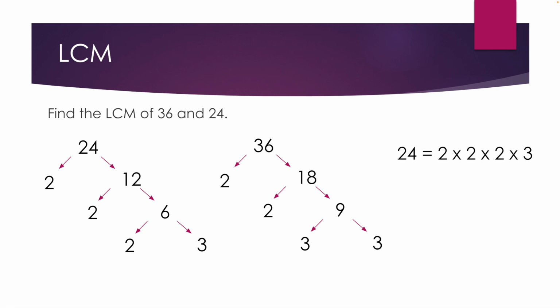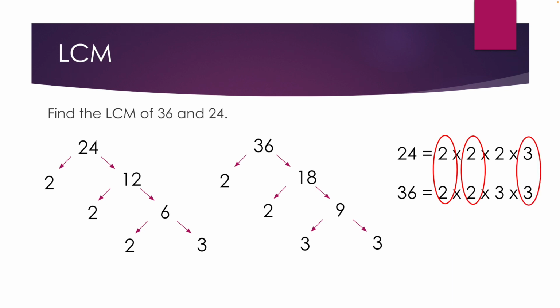So altogether 24 is 2 times 2 times 2 times 3, and 36 is 2 times 2 times 3 times 3. So we need to look at what is common between these two. We have 2's, 2's, and 3's. So my greatest common factor is 2 times 2 times 3, which is 12.